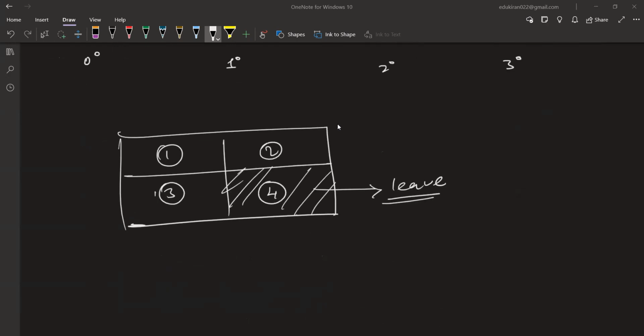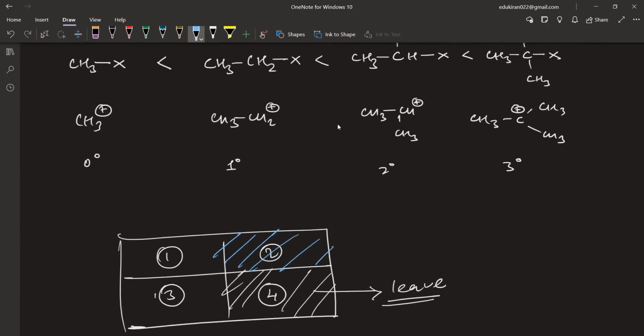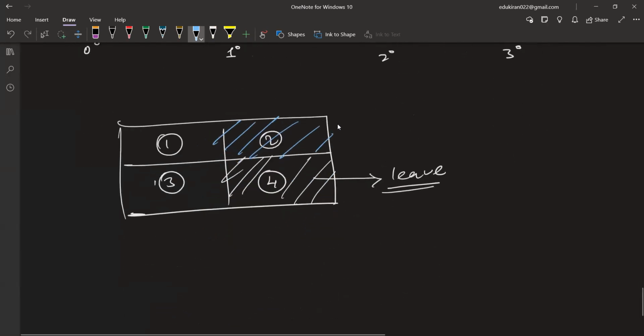It will be a little safe for the fourth to leave if we have someone in the second room. That means if we have some carbon there, then X can leave easily, a bit more safely. Slowly, if there is someone in the first room also, it will be a bit safer. And it will be completely safe if there is a person in the third room also. Then the fourth can easily leave. Is that clear?